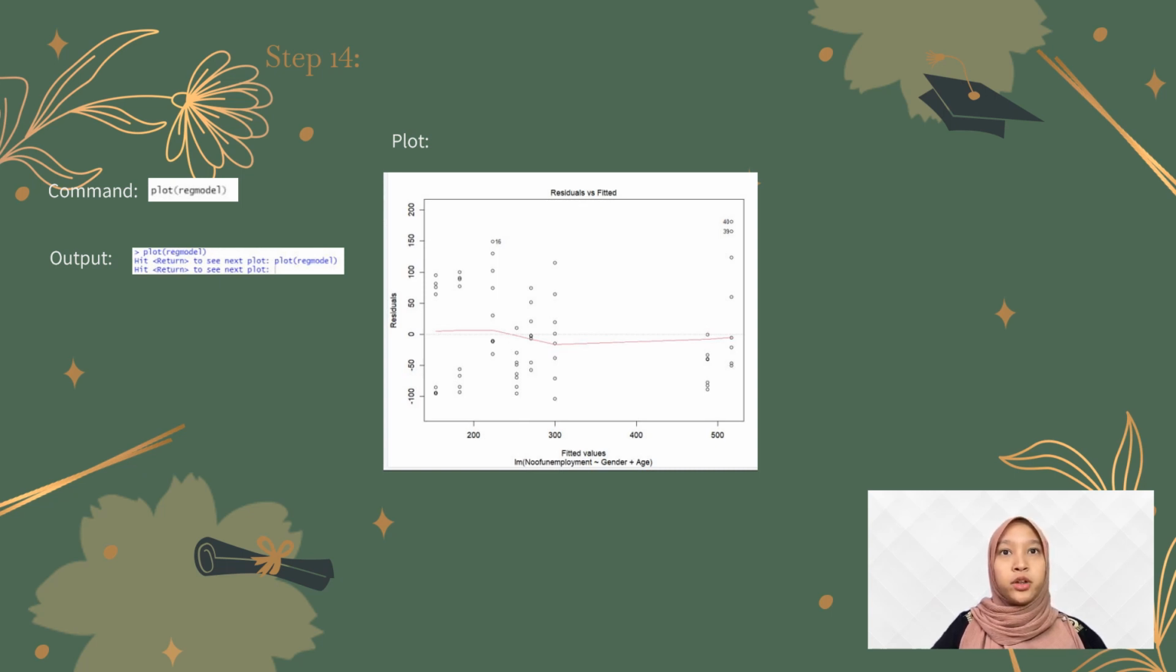Okay, for step 14, lastly, if you want to find the plot for the regression model from the data, you can put the command plot regression model, so the plot will appear like in the slide.